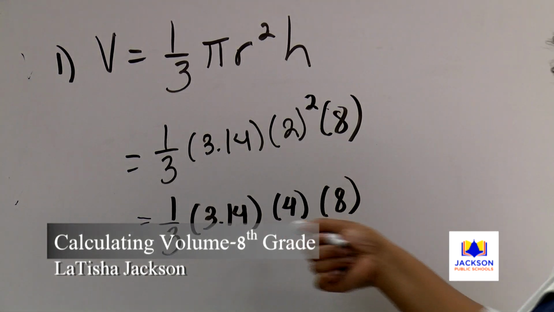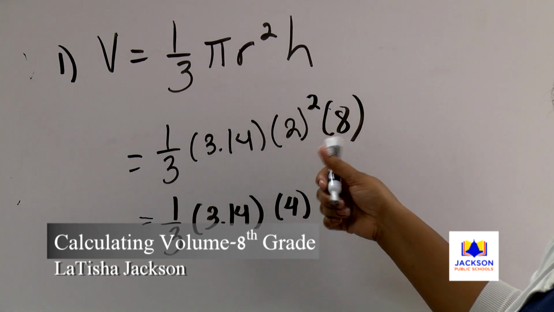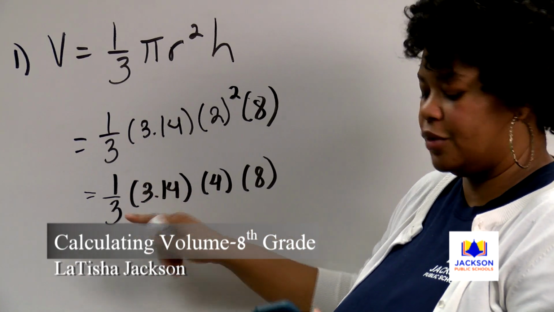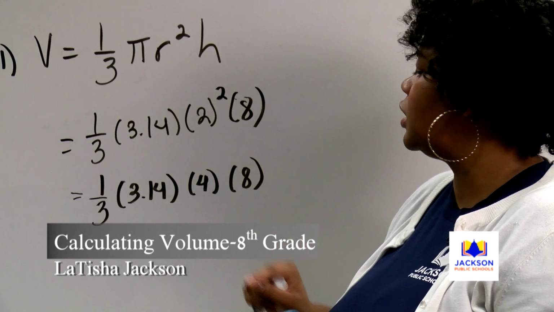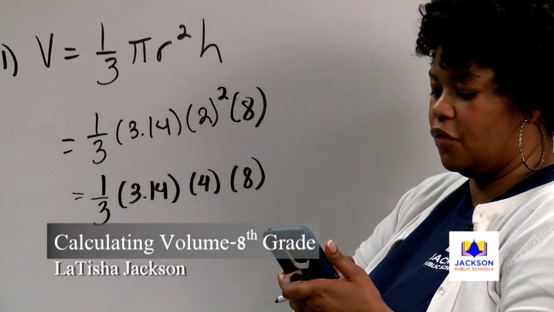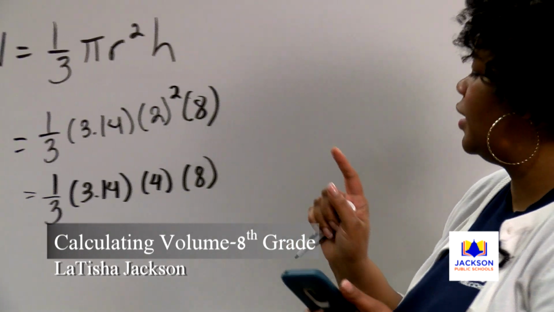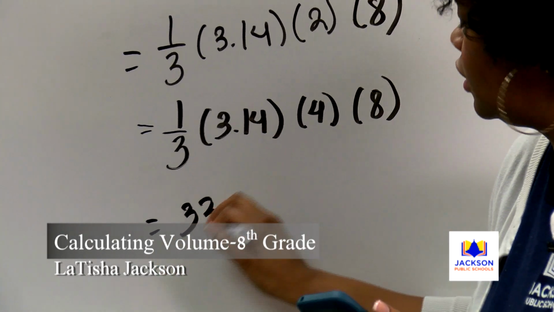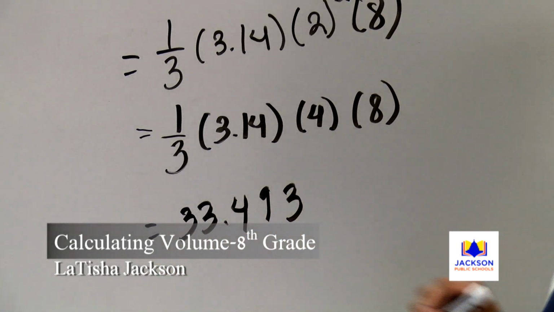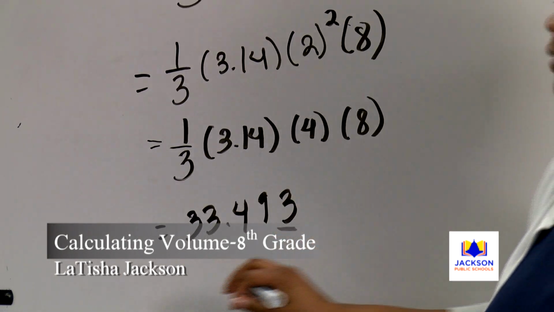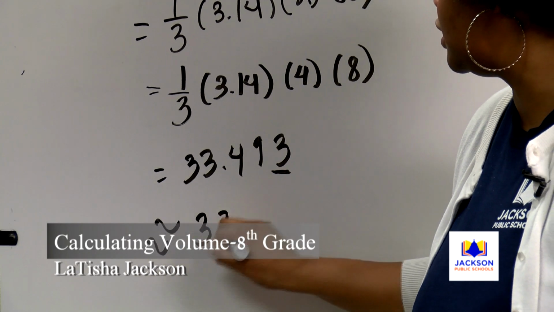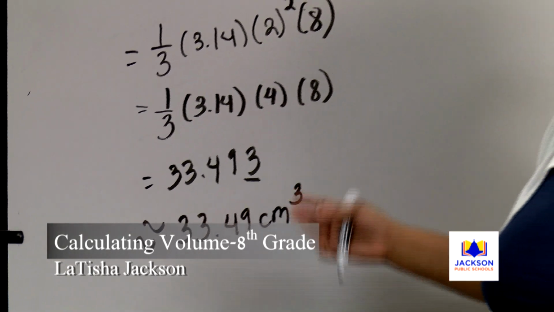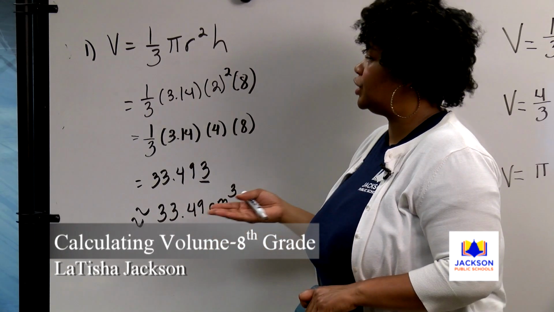And now we can punch this in our calculator a little bit easier without having to worry about the exponent. So 1/3, we represent it as 1 divided by 3. So 1 divided by 3 equals, and then we say times 3.14 times 4 times 8, and that gives us 33.493. I'm going to round to the nearest hundredths, so I'm going to approximate that to be 33.49 centimeters cubed. And whenever you're doing volume, it's cubed. Just like with area, it's always squared. With volume, it's always cubed.